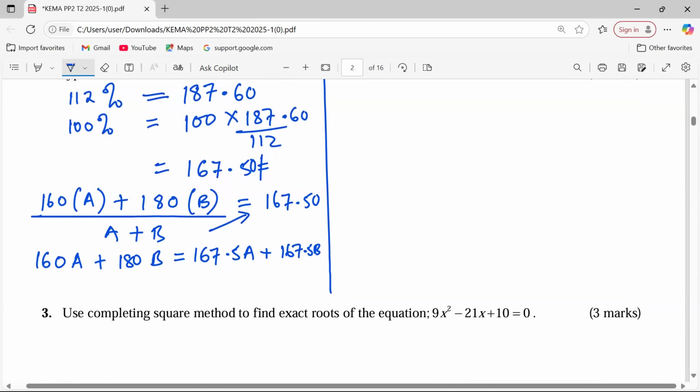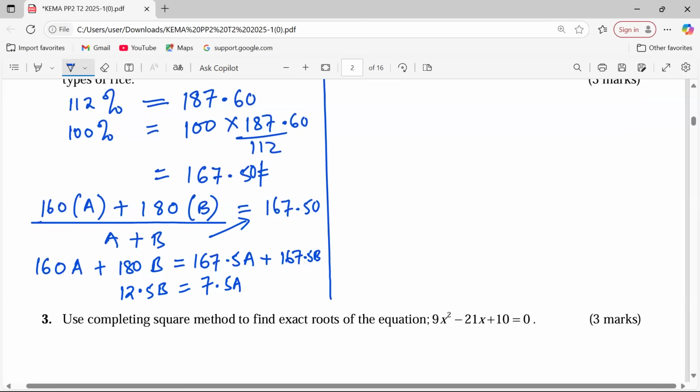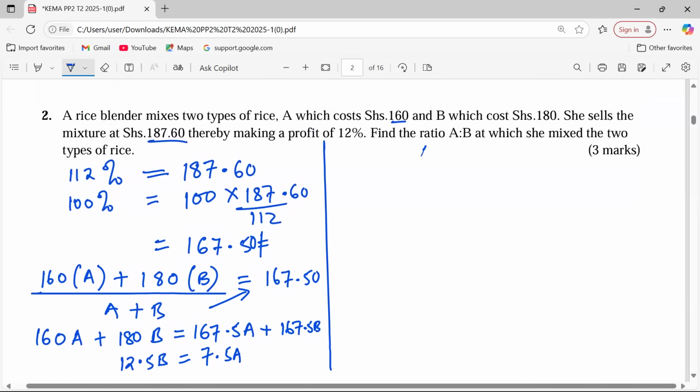At this point now, we can group terms here. For the A's, we need to take 167.5 because I'm taking the A to the right and I subtract 160 for me to get 7.5A. Then on the left-hand side, I take 180 and I subtract 167.5. This is giving me 12.5B. So for us to remain with A, on the right, we are supposed to divide 12.5 by 7.5.